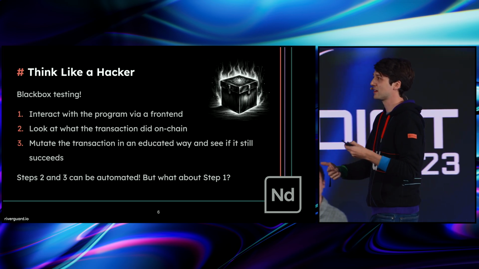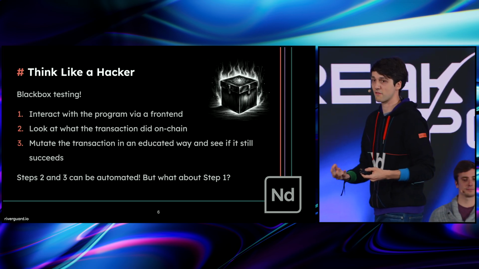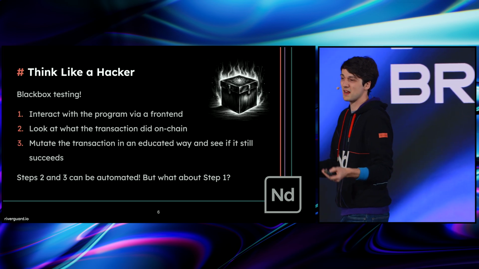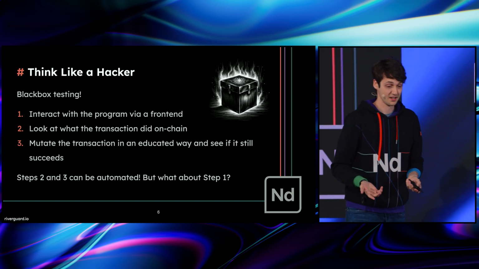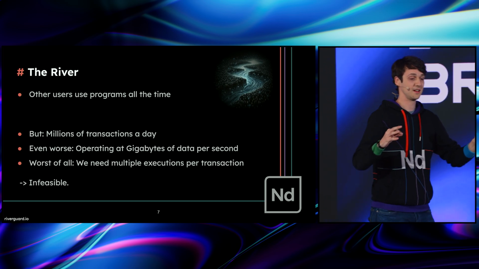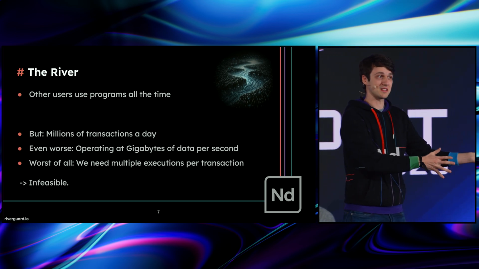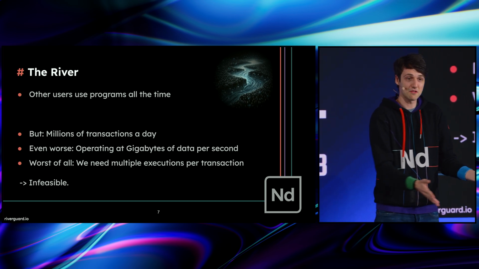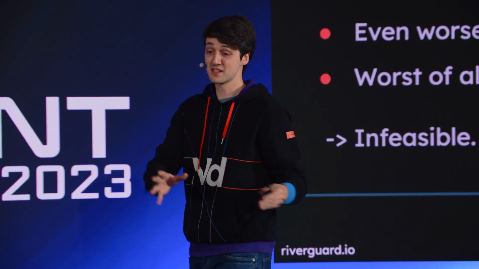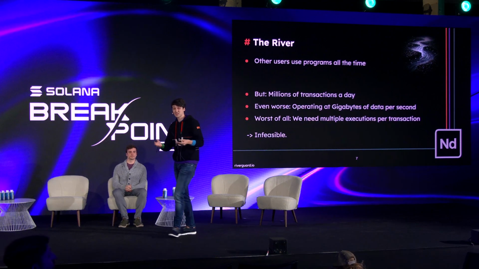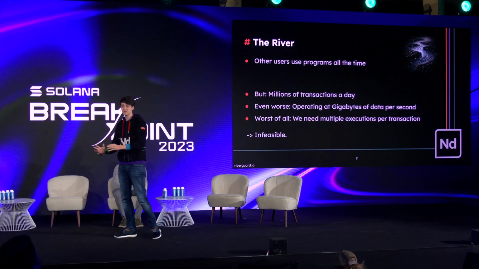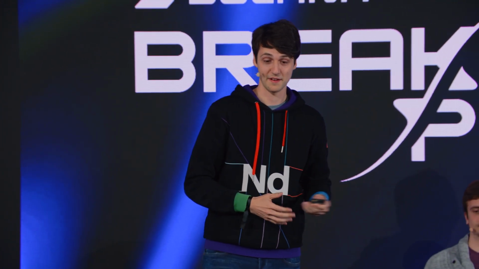But then that's the problem, how do we simulate this interaction with the front end? Because that we'd still have to do manually. So what we figured we'd do is we'd use the river. The idea is that other users use programs all the time. A program that is not used, that's boring. So for the important programs, their functions, users are going to use them. And we can just observe what these other users do and maybe mutate what they do and maybe find some attacks there. But now we have a problem.